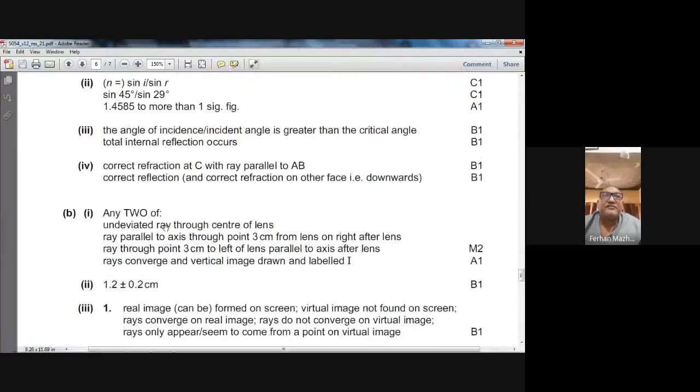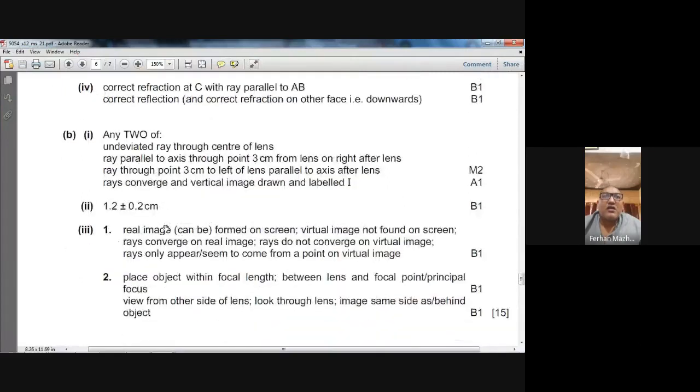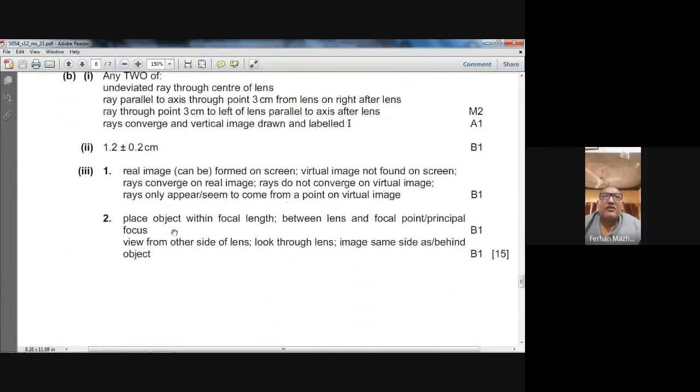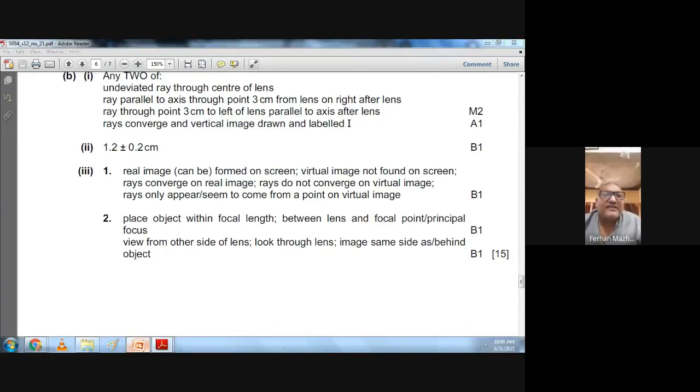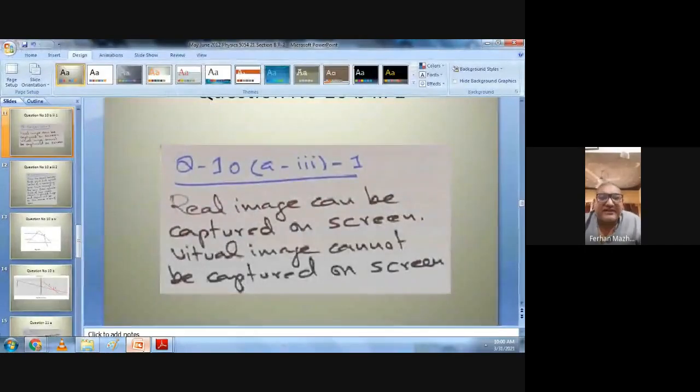Let's check the marking scheme also. The real image can be found on the screen, the virtual image not found on the screen. Or you can say rays converging on the real image, rays do not converge on virtual image. Rays only appear or seem to come from a point on the virtual image. So you can write your answer. This is my answer. I have shown you the marking scheme as well. So kindly write your answer and then we move to the next part. It's a 1 mark question only.